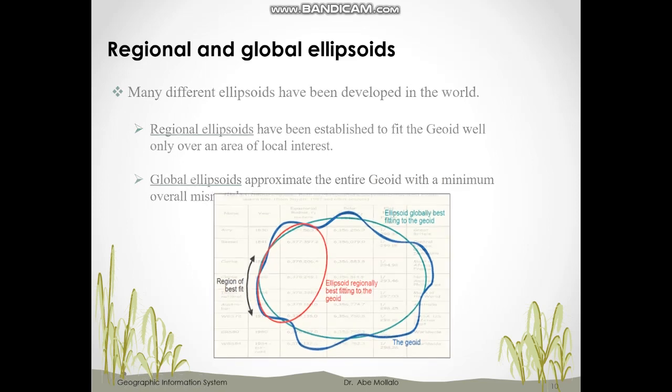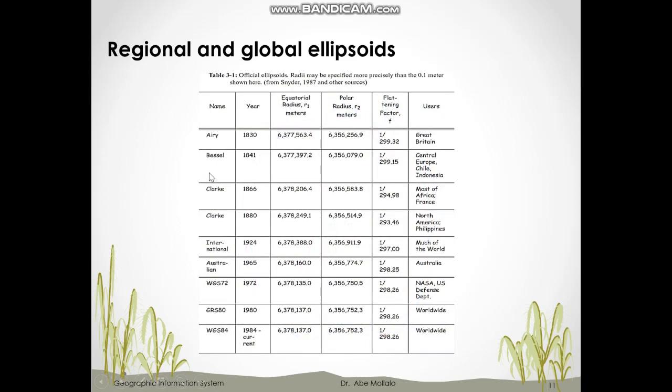For example, in this table, the Bessel ellipsoid, developed in 1841, only fits Central Europe, Chile, and Indonesia. And here is the length of the major axis, the length of the minor axis, and the flattening factor, okay?